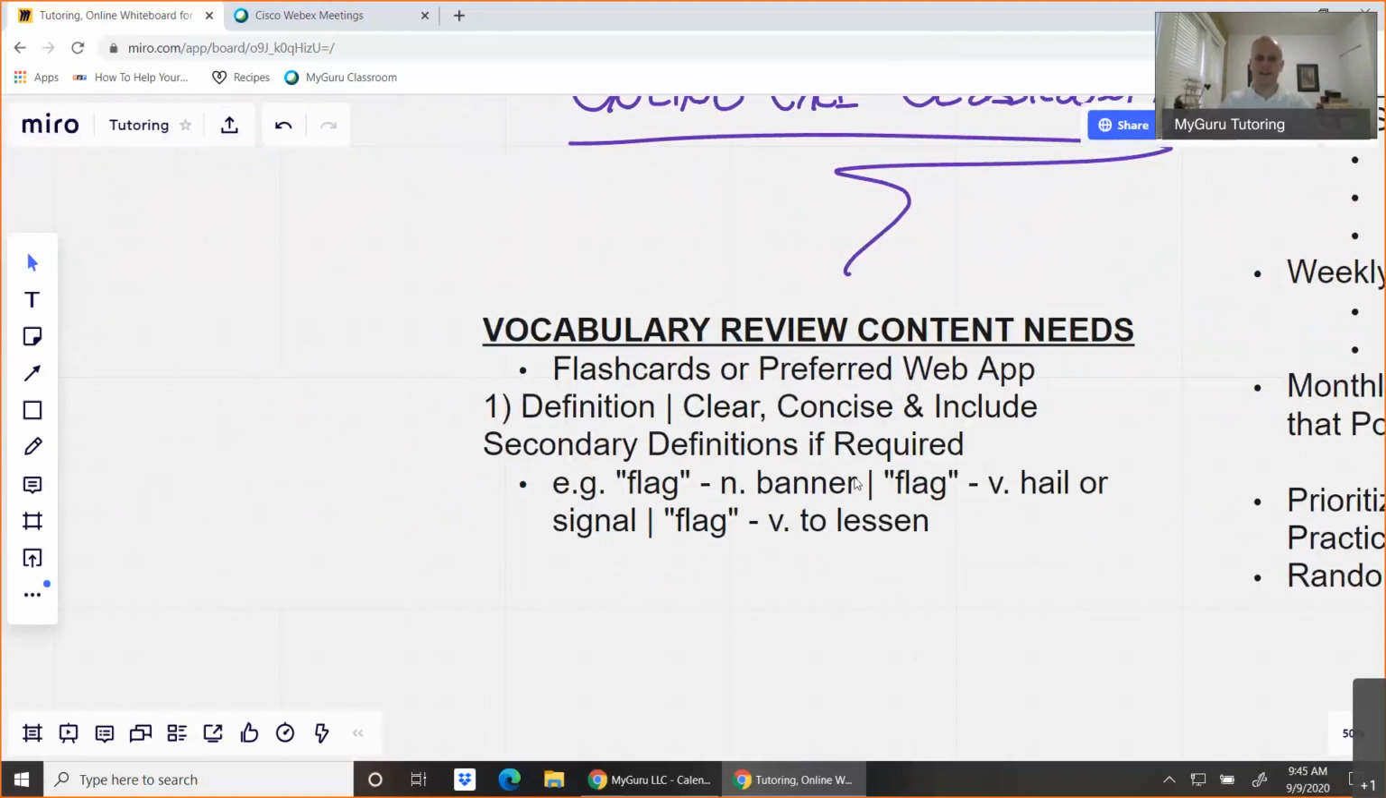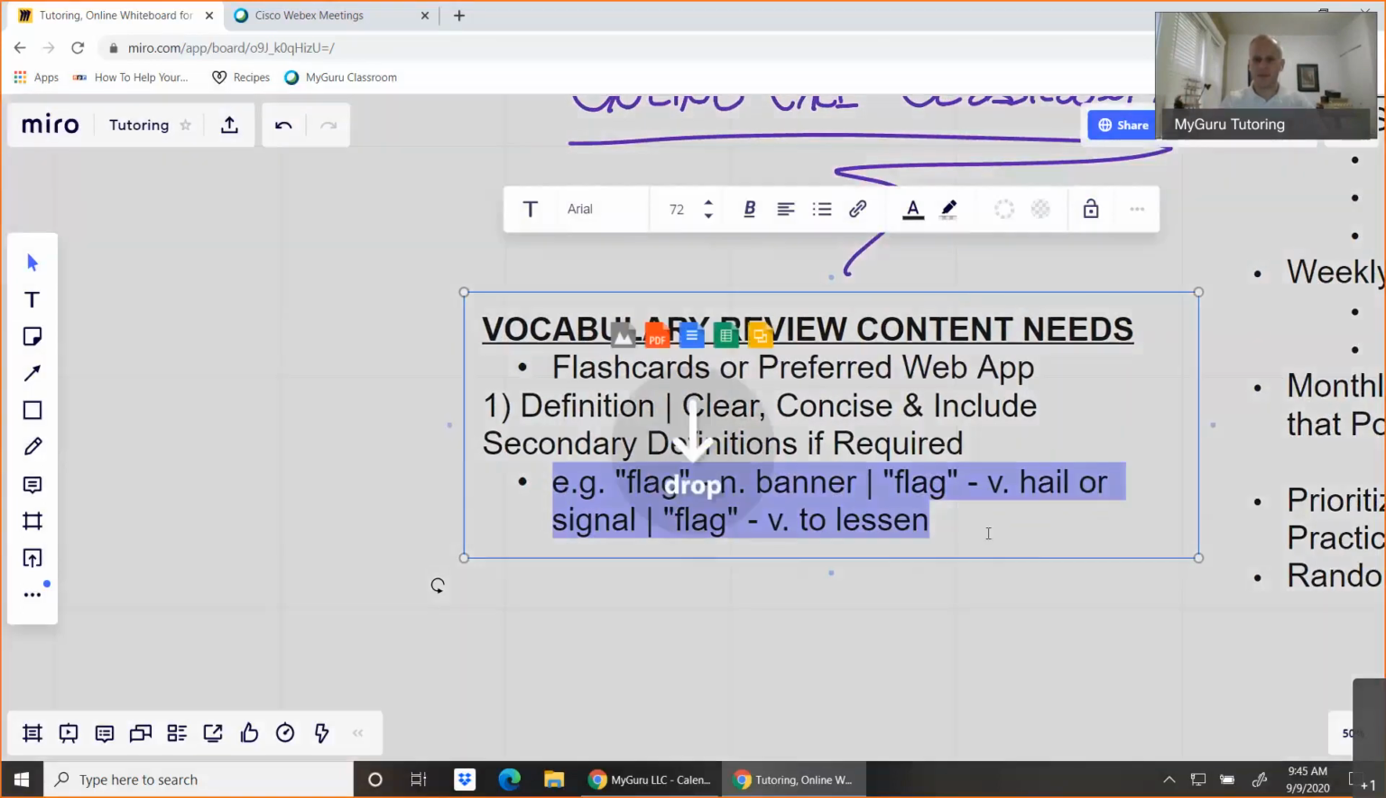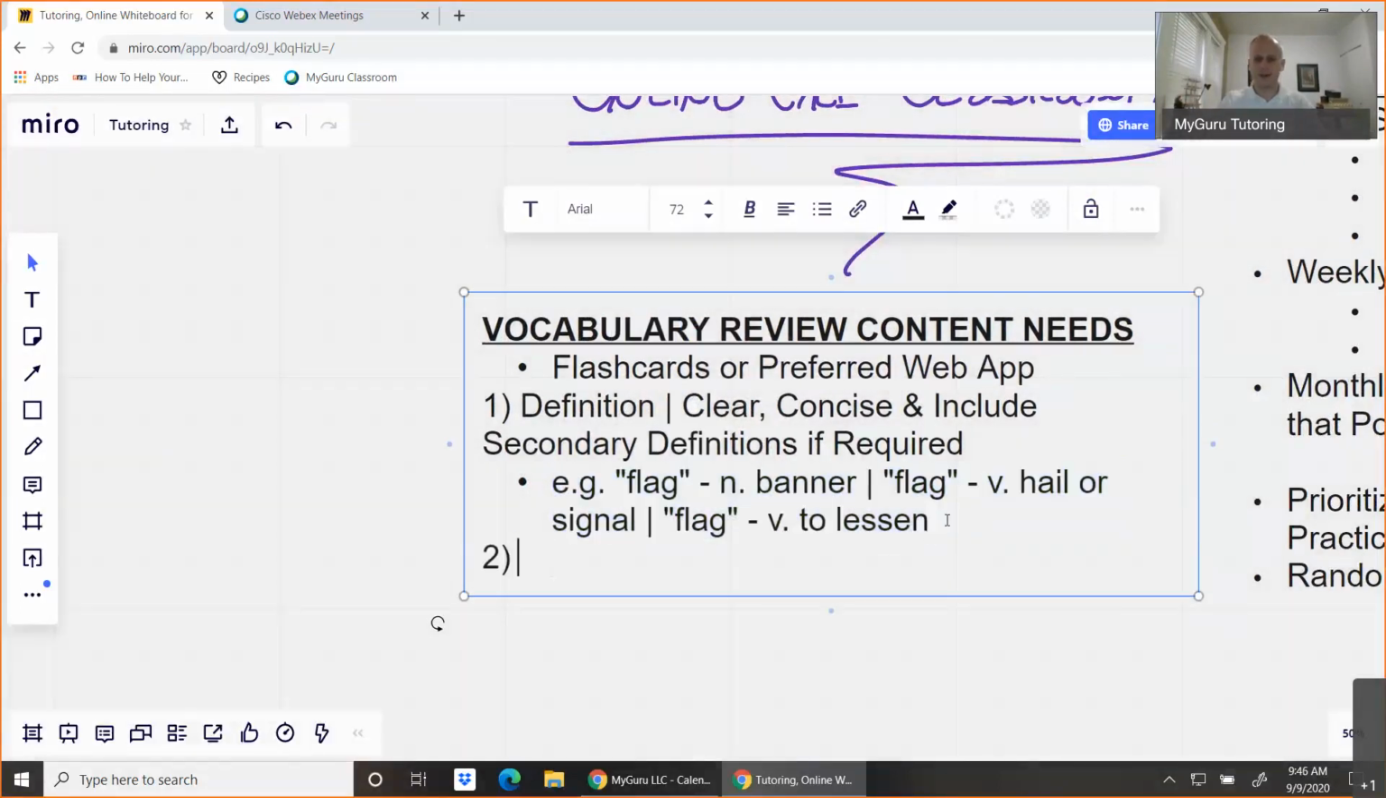So we need to have a clear and concise definition, and have secondary definitions if necessary. Then step 2 on the review content is that you have to make sure you include synonyms, because it's always better to have synonyms to refer back to rather than sentences. Depending on where you're from and what your experience has been with your English instruction when you were a child, an adolescent or teenager, or even potentially as an adult, you may have been instructed to use vocabulary sentences.